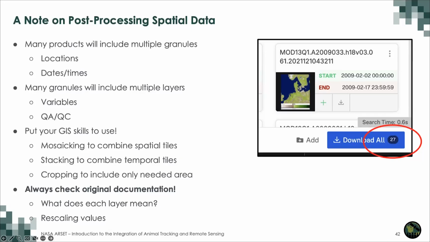So this is a point where you can put your GIS skills to use. You might need to combine multiple spatial tiles using a mosaicing approach, stack multiple temporal tiles, or crop your data only to the needed area. And once again, it's important always to check the original documentation to understand what each layer that you're loading in means, and whether you might, for example, need to rescale data before extracting it and using it so that it's on a realistic scale.